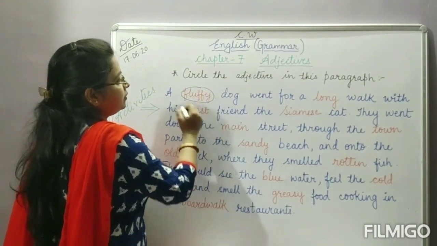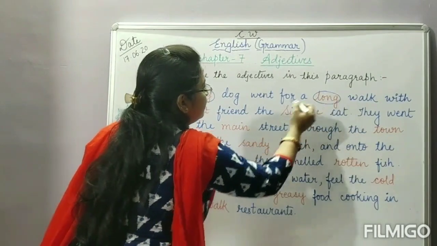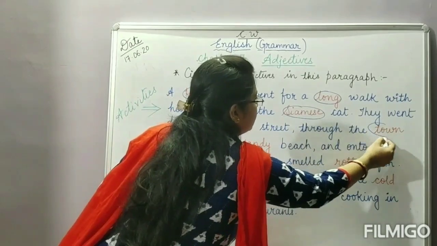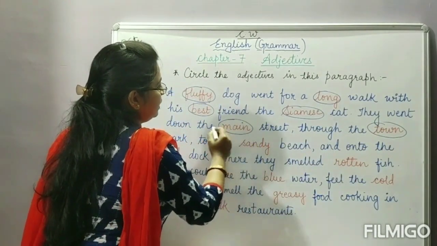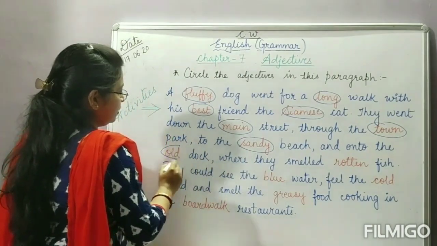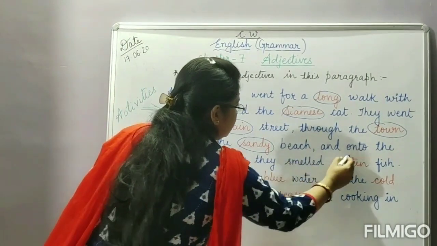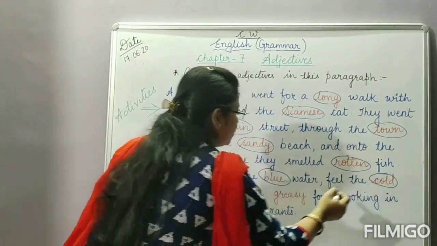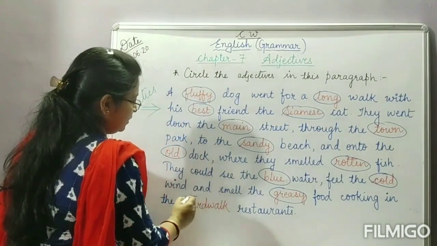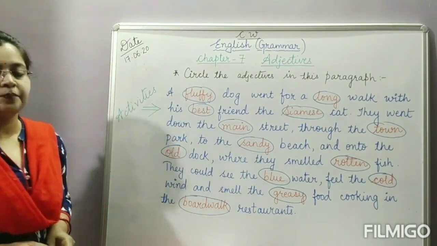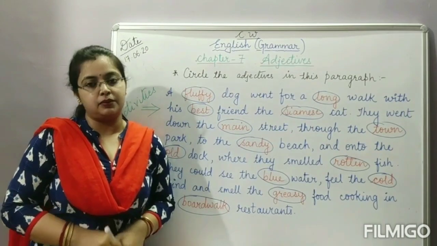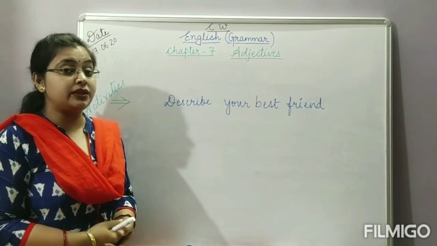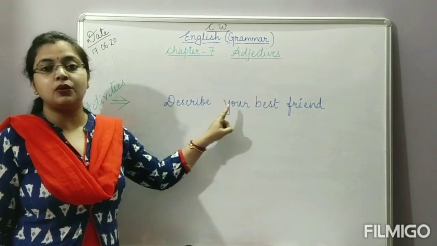So, in this paragraph, these red color words are describing words and they are called adjectives. See, fluffy, long, best, Sammy's, town, main, sandy, old, rotten, blue, cold, greasy, boardwalk. One more paragraph is given in your grammar book. You can practice it. Now one task I am giving you, students. Do it yourself. You have to describe your best friend.